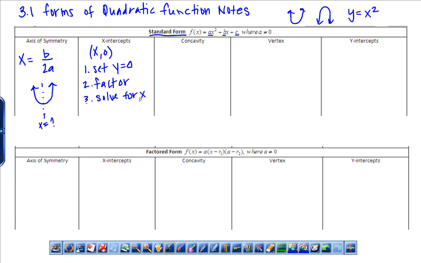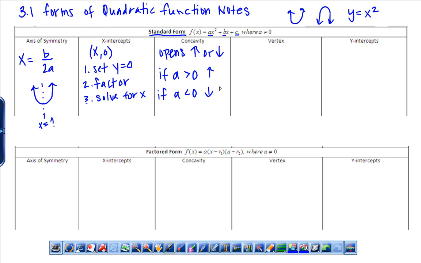Concavity just means which way it opens. Does it open up or down? What tells you this is your a value. If a is greater than 0, it's going to open up. If a is less than 0, then it's going to open down.